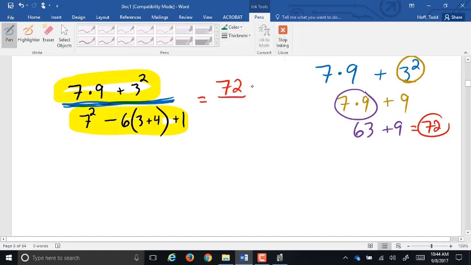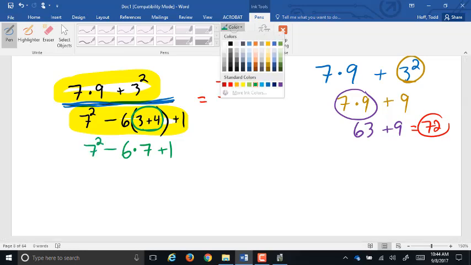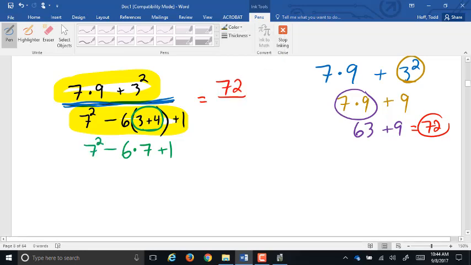On bottom, what do we have to do first? Oh, yep, enclosing symbols. I almost screwed up there. Yes, 3 plus 4, which is 7. Now that reduces what's in the parentheses to a single number. We get rid of them. We have to remember to put in the multiplication. Good. Now what's next? Exponents. The 7 squared is 49.